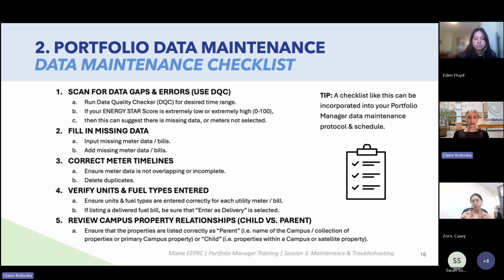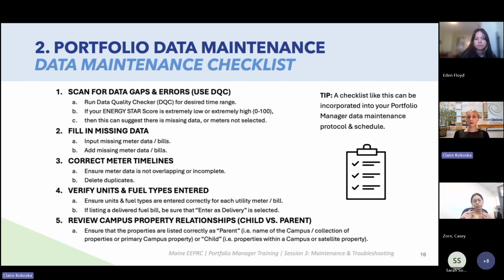So as promised, this is the data maintenance checklist. We recommend doing all of these items quarterly. So scanning for data gaps and errors using the data quality checker for your desired time range. The data quality checker always checks for 12 full months, but you can still run it quarterly. It just may have months that you've scanned for before, but it's always helpful to have that quarterly check so that you can see if all of the data in that past 12 months is still up to date and accurate.